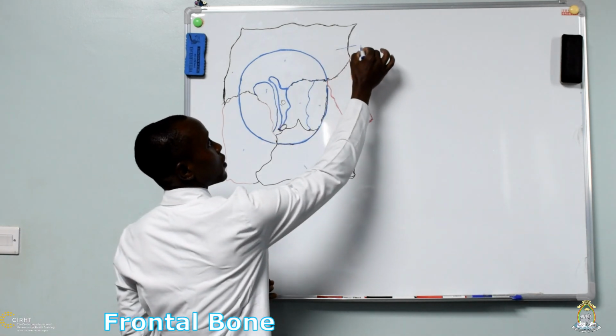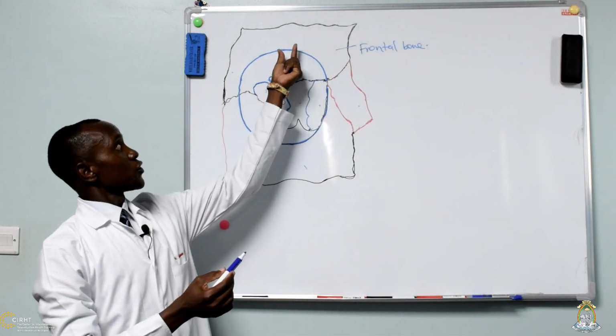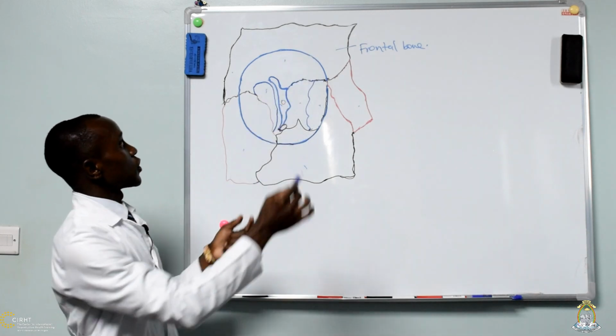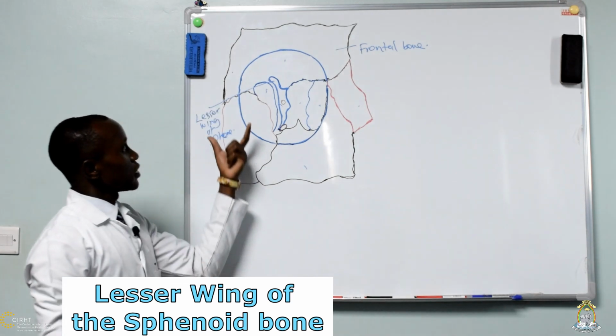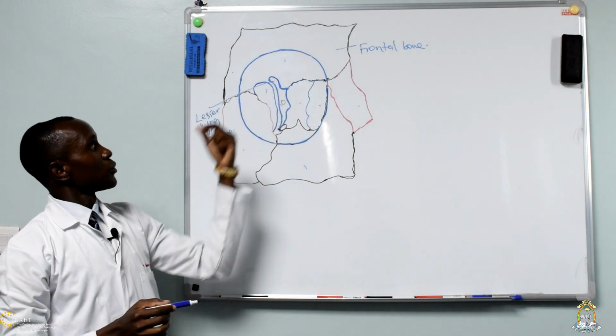The frontal bone, especially the orbital plate of the frontal bone, makes up the roof of the bony orbit, together with the lesser wing of the sphenoid bone. These two bones give the contribution to the roof of the bony orbit.